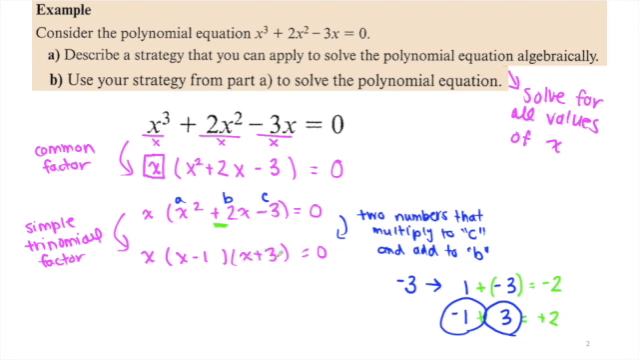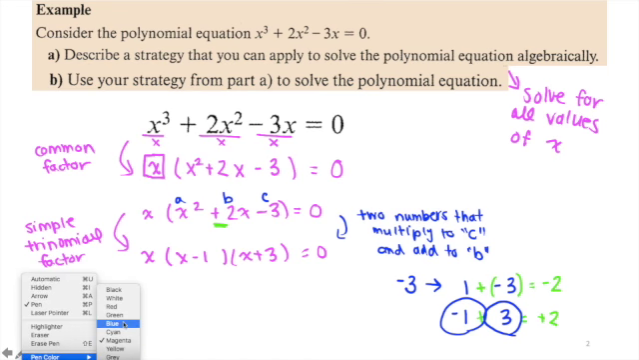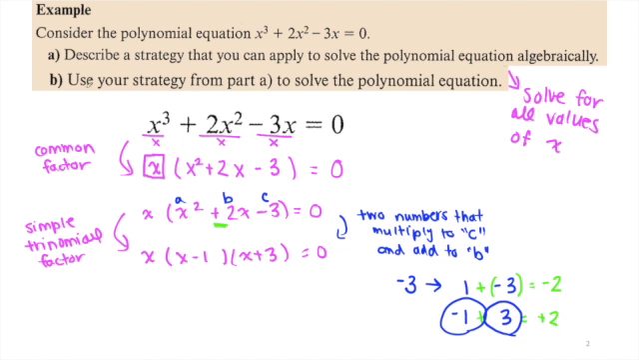Again, you could do it x plus 3 here and x minus 1 there. Doesn't matter, but you have to keep the negative with the 1 and the positive with the 3. Okay, so you're almost done, but not quite. You have to make sure that you are actually solving it. To solve it means come up with the values of x.